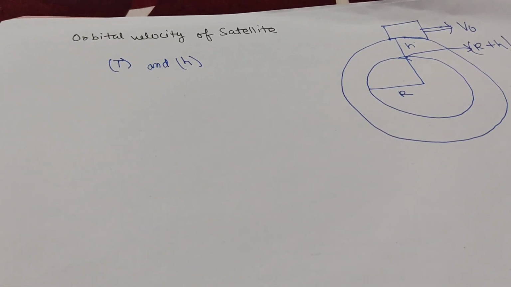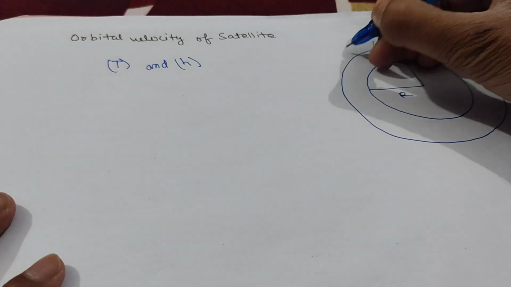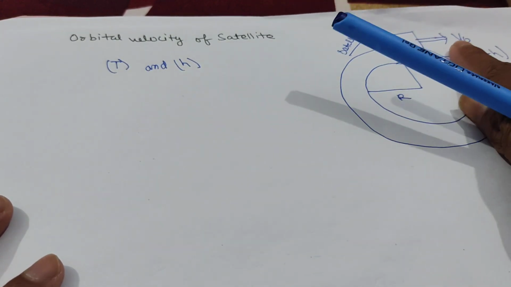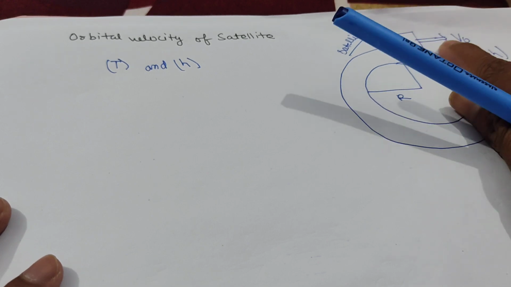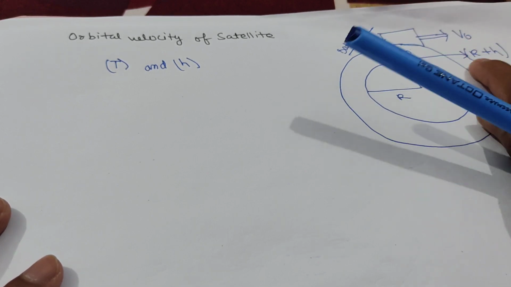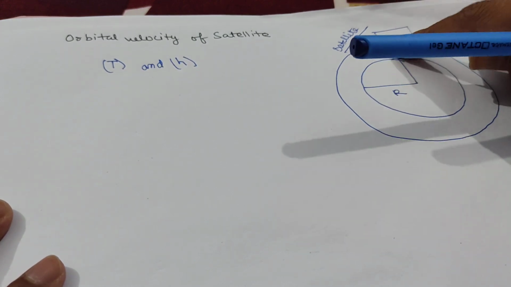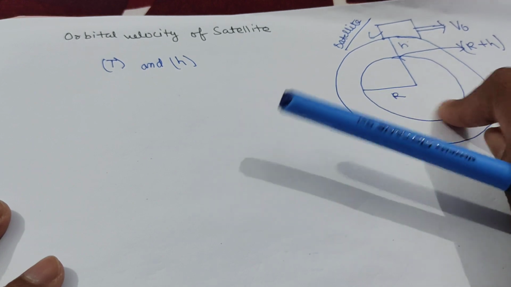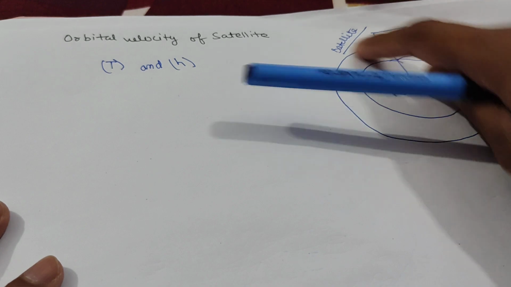Hello friends, today we'll deal with the condition of orbital velocity of a satellite. This is a satellite, revolving with the orbital velocity v naught. Here h is the height from the Earth to the satellite, and this is the radius of the Earth, so the distance will be r plus h.